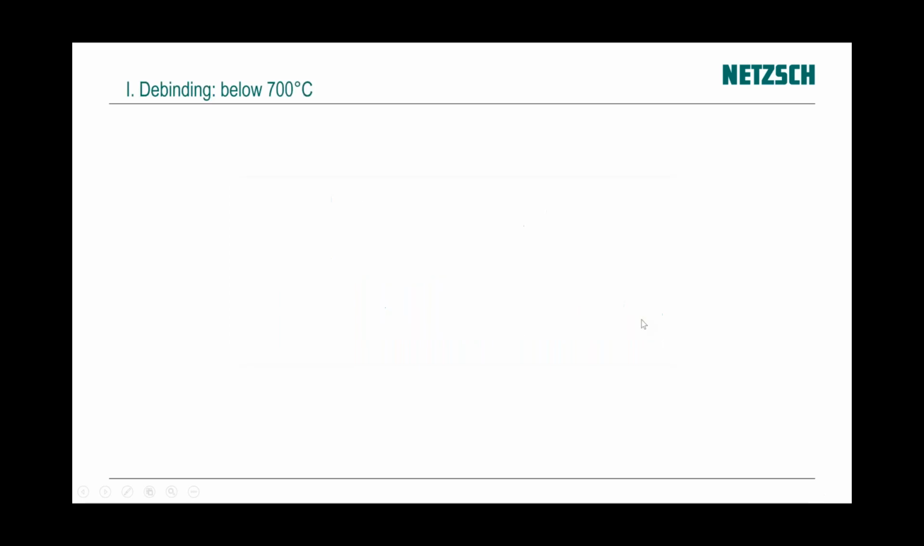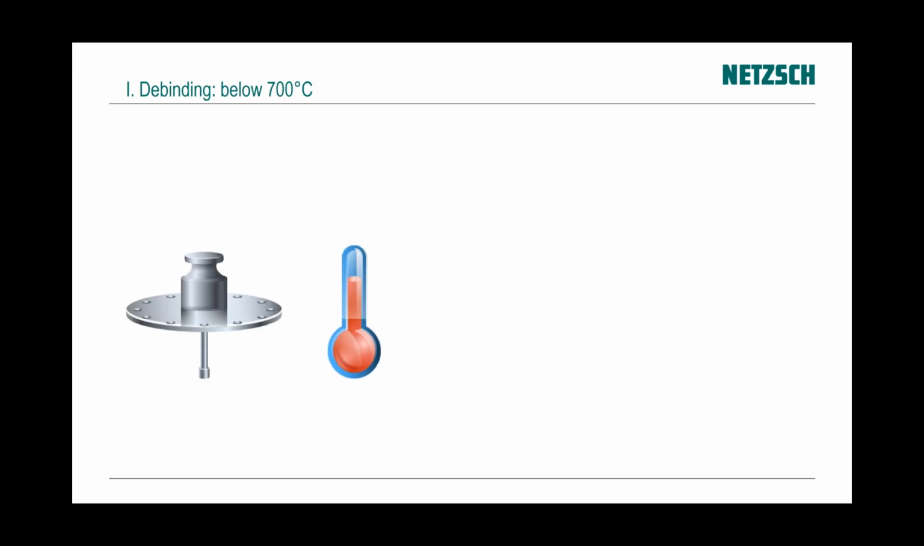Let's see. If we speak about sintering, then we have two parts. The first is debinding, and the second is the shrinkage. Debinding happens usually below 700 centigrade, and here we have some decomposition process. How to measure it? It's very easy. If we have decomposition of something, then the mass of the rest will decrease.